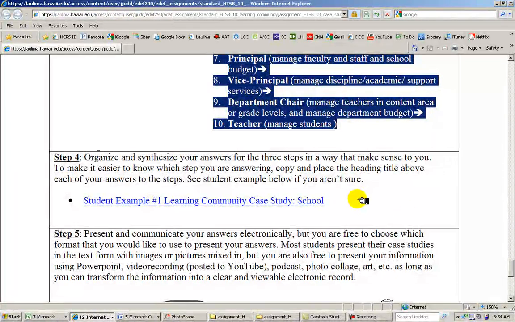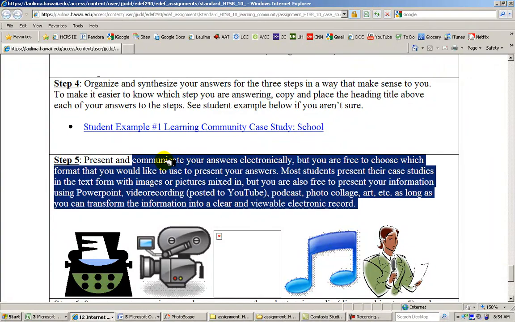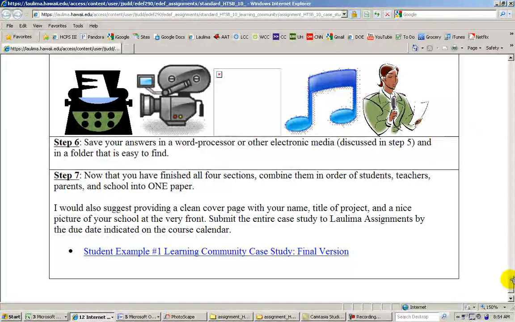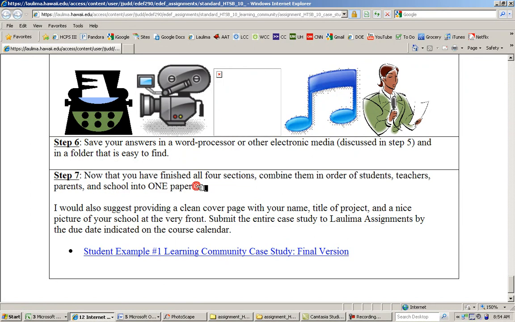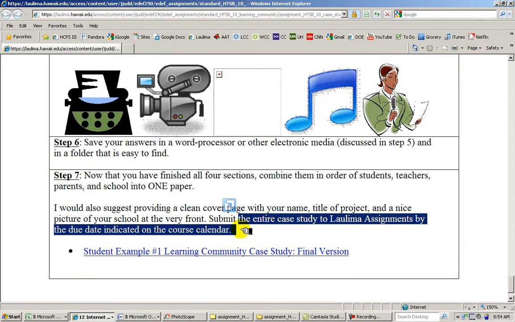Organize your answers for the 3 steps in a way that makes sense to you. Again, you can present this electronically in multimedia format or in text format, depends on how much you want to write. And then once you've saved your answer, you now are ready to submit the entire case study. You want to combine all 4 sections into one paper. Make sure you have headings on each one, and there's an example of what that looks like. And then make sure you submit the entire case study to La Lima assignments by the due date indicated on the course calendar.